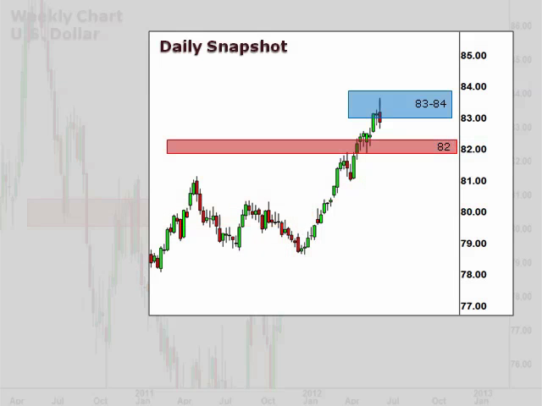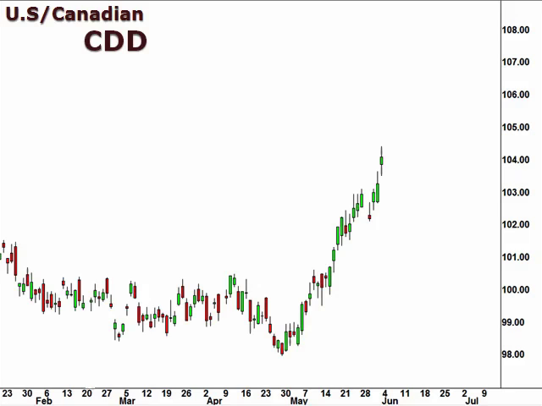Let's take a look at the daily chart. The daily chart reflects a bearish reversal candle that was put in last Friday with a near-term support down at 82. Next up, the CDD, the US versus the Canadian dollar.